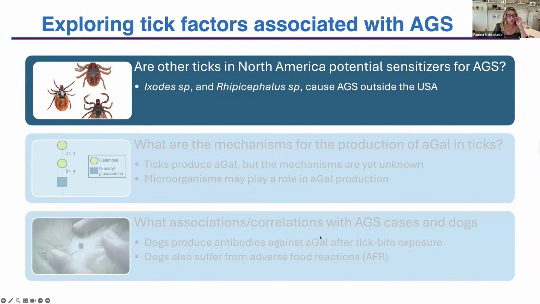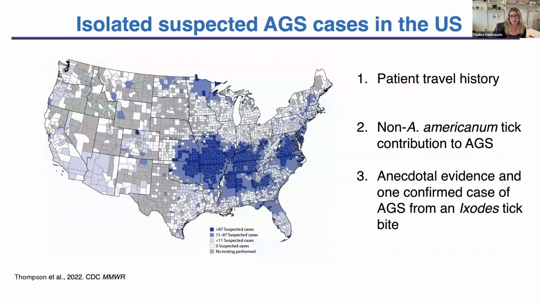Now I'm going to start with what we found so far for the other tick species. This is just to show you a current map of the alpha-gal suspected cases in the United States. And you see here where the dense region of cases is located, that corresponds with the Lone Star tick distribution. However, we see other cases showing up in the north and in the west. Now, we don't know the travel history of these cases, and they might have traveled to places where there's high incidence of Lone Stars. However, there's still that question that other ticks could potentially be involved.